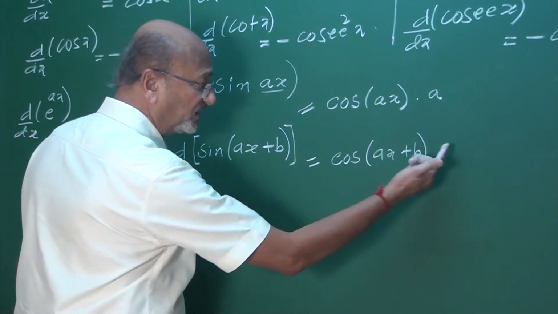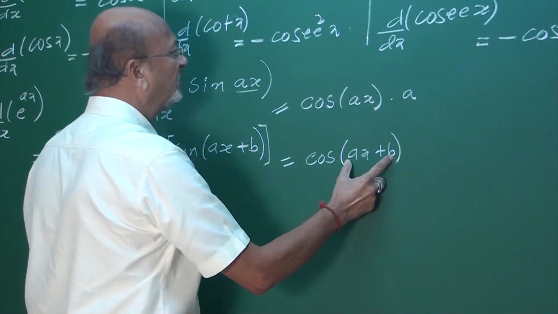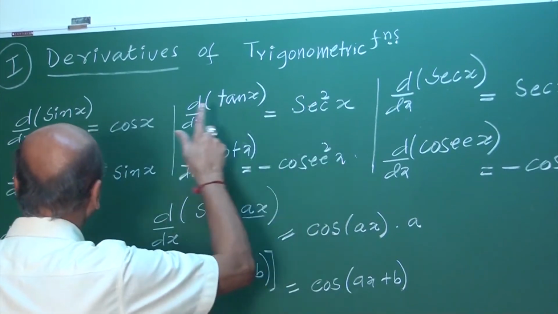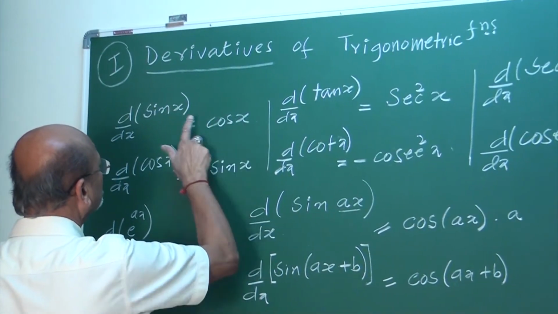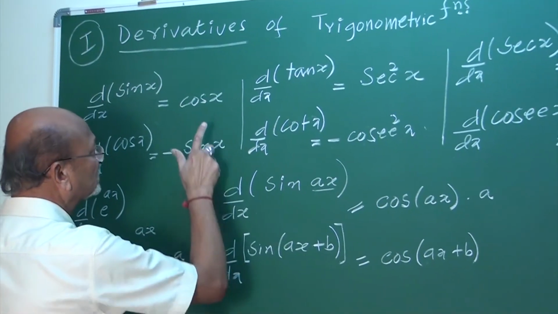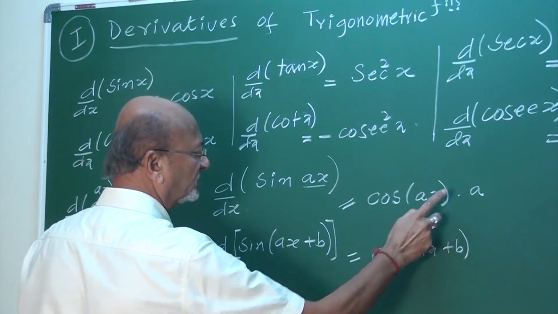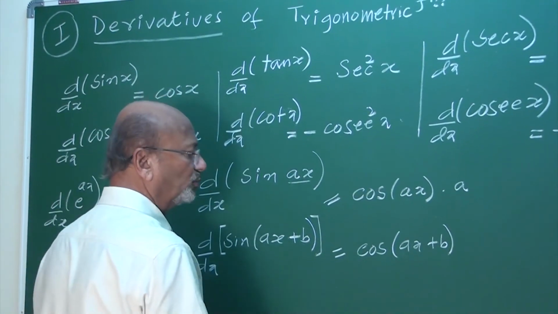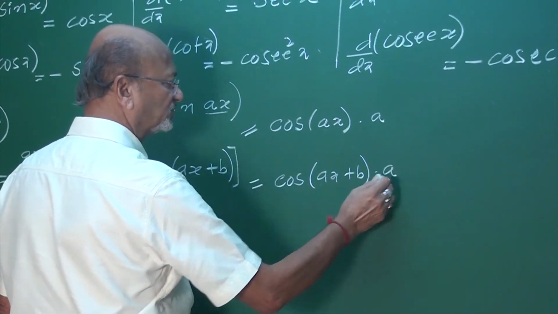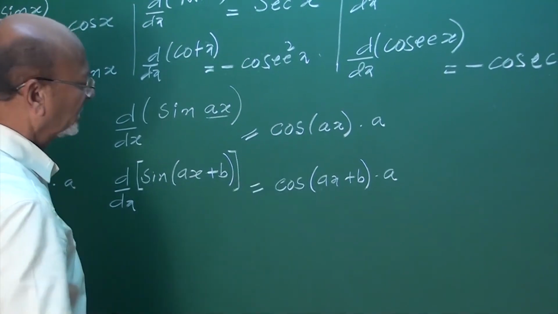After writing this, the next question: is it x? No. If it is x, the derivative remains the same, like the derivative of tan x or sin x is cos x. If it is other than x, write its coefficient, the coefficient of x. What about the constant? It is a constant whose derivative is 0, so it is a itself.